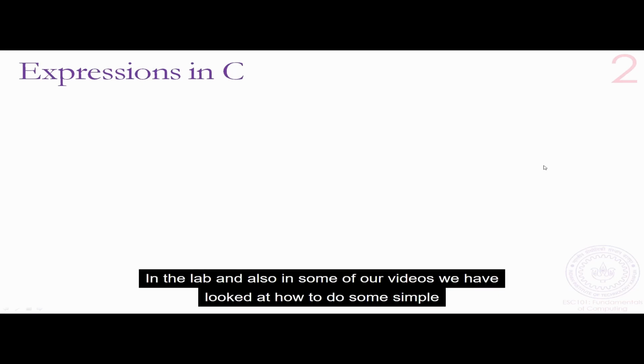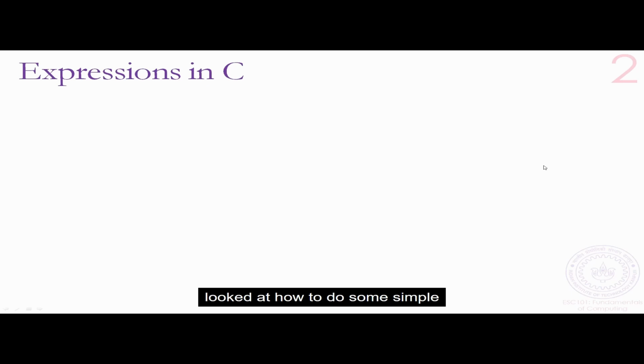In the lab and also in some of our videos, we have looked at how to do some simple arithmetic operations with numbers. We started with integers. We've seen how to do these things with decimal valued numbers. So what we want to do in this video is give you a little bit of an understanding of how we can do slightly more complex evaluations of arithmetic formulae in C.